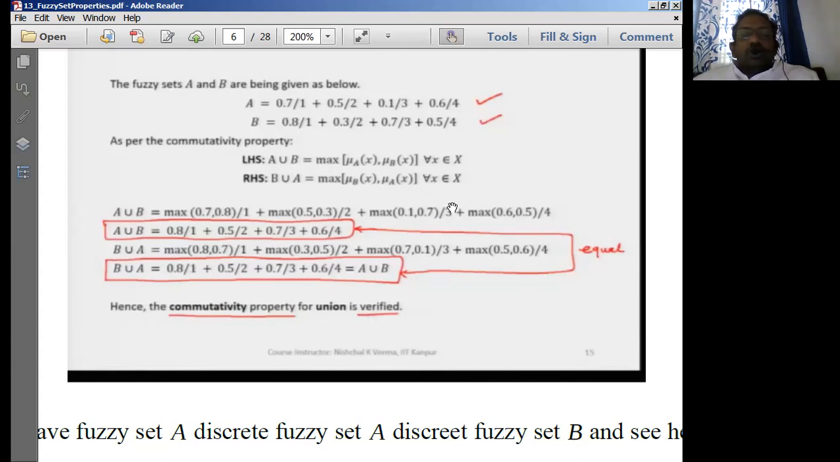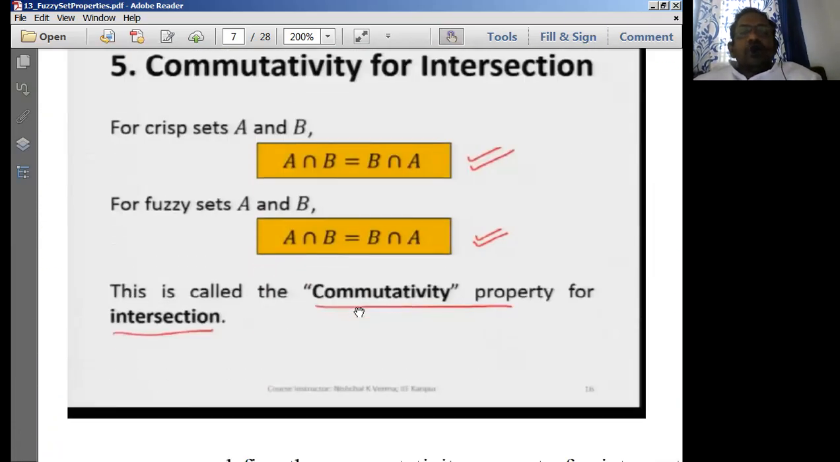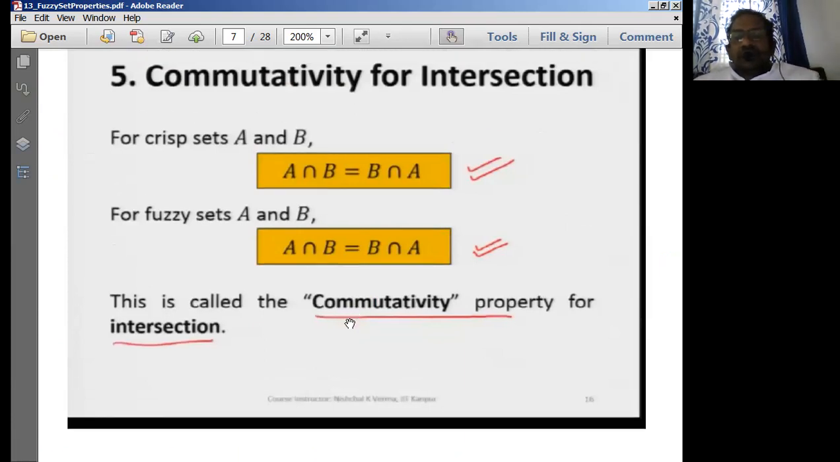That means these two sets are going to satisfy the commutative property. Hence, we can say that the commutative property for union is simply verified. Next, commutative property for intersection.